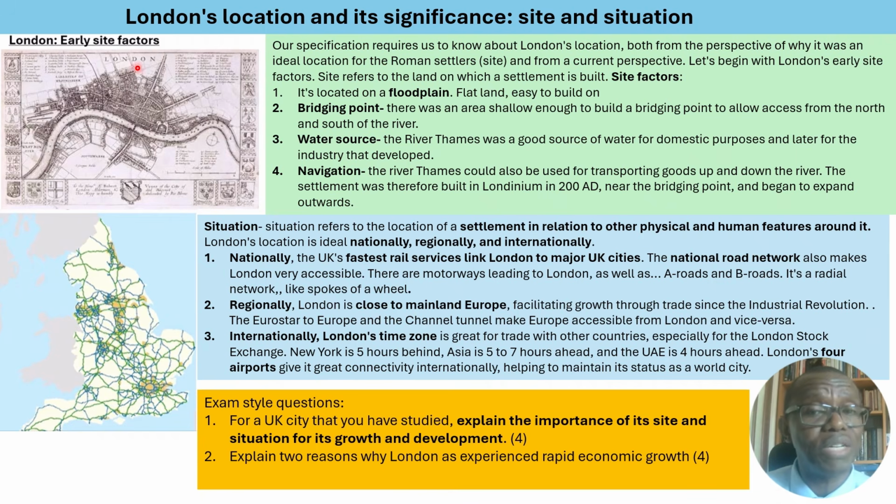So in terms of site factors, you talk about the ones that we've mentioned here and how those facilitated the growth of London. And then in terms of situation rather, so London's location in relation to physical and human features around it, then you talk about either one of these three here and explain how that has helped London to grow and to develop. Then the next question is to explain two reasons why London has experienced rapid economic growth. Now, again, you can talk about these points here, and especially the ones that have to do with the situation, because they have definitely helped rapid economic growth of London, like the time zone, for example.